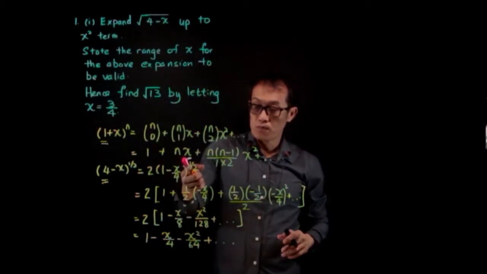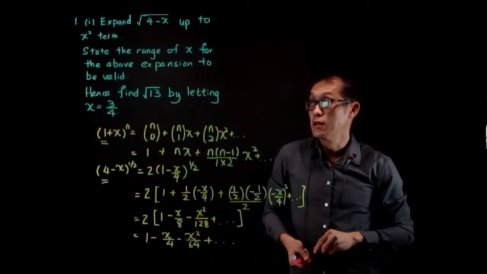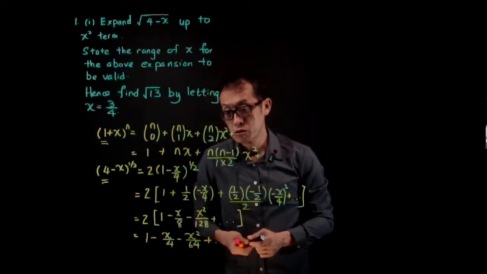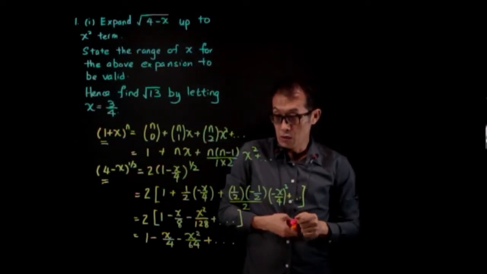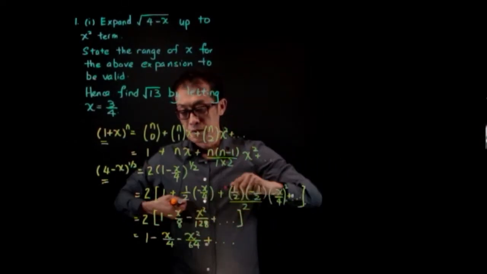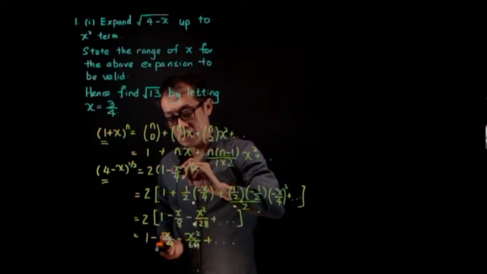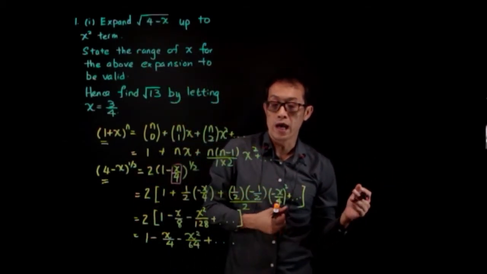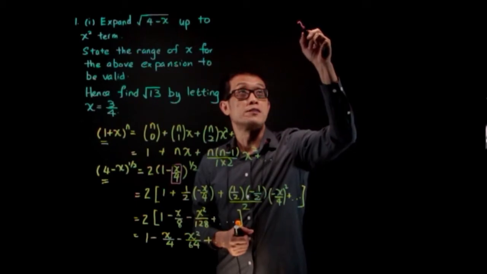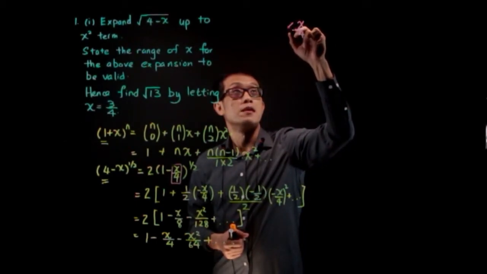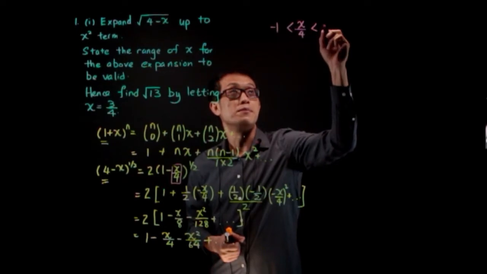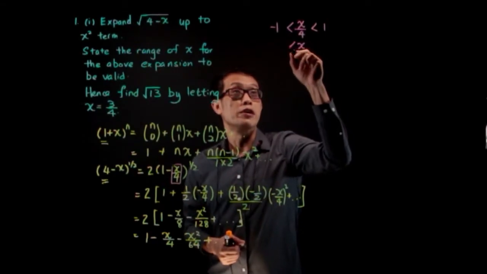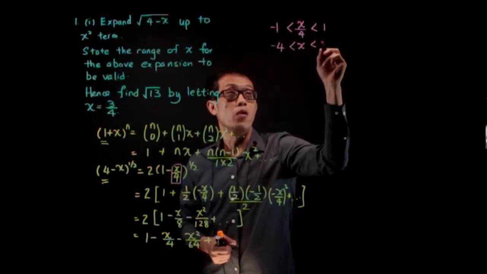Now you are asked to state the range of values of x for the above expansion to be valid. Now this part is pretty simple. You just use this term over here, and this term has to be between minus 1 and 1. So for the expansion to be valid, this term must be between minus 1 and 1. But they are asking for the range of x, so the range of x will be from minus 4 to 4.